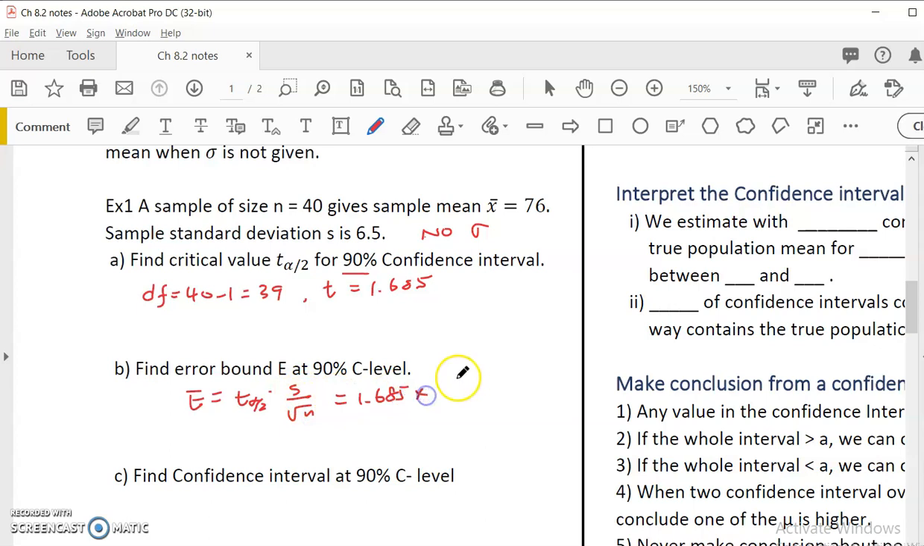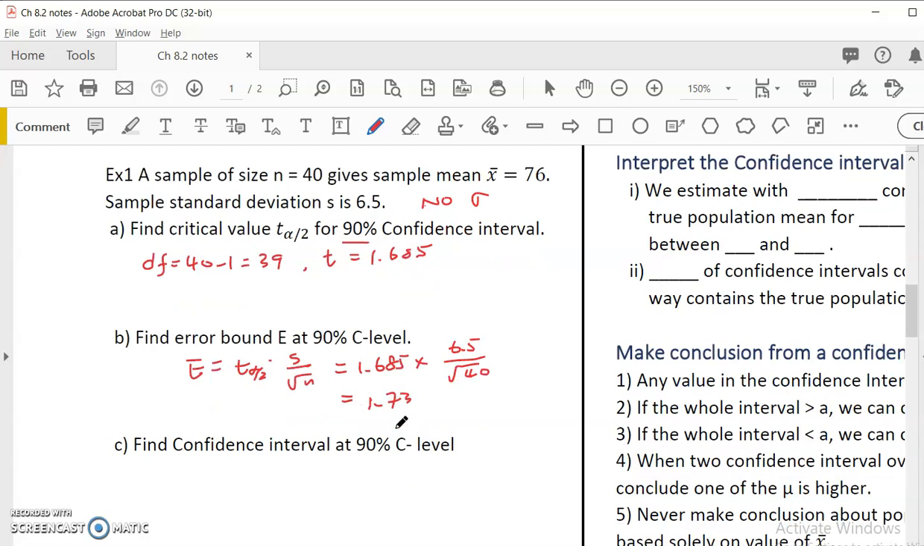1.685 times S, which is 6.5, over the square root of 40. Put it in the calculator: 1.685 times 6.5 divided by the square root of 40 is 1.73, rounding to 2 decimal places. To find the confidence interval, we say it is x bar plus and minus E, so that means 76 plus and minus 1.73.